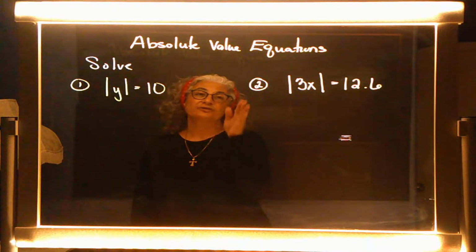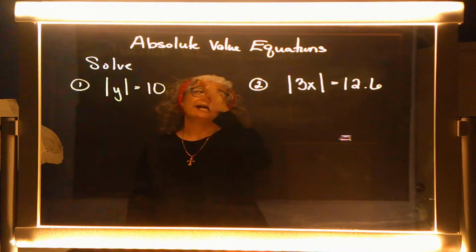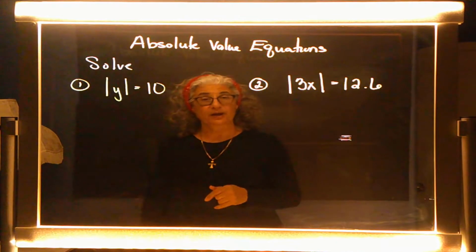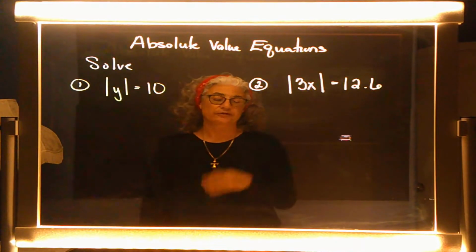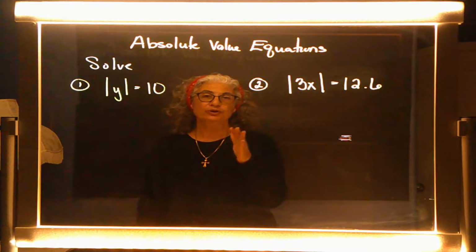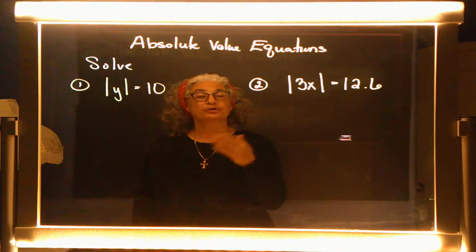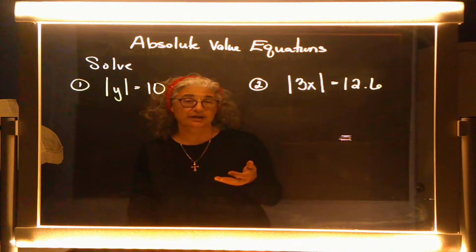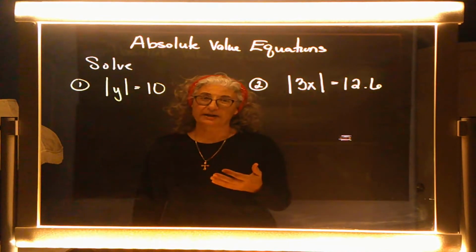Okay, so let's look at this next section. We're talking about absolute value equations, okay? And they ask us to solve. So here's the thing. You know when you take the absolute value of a number, you always get a positive answer. Is that correct? Do you know why?